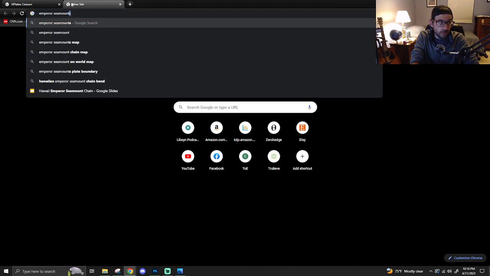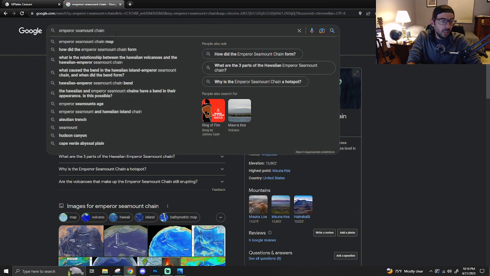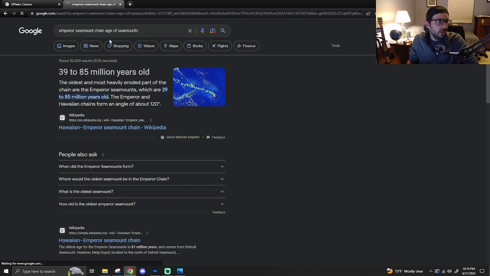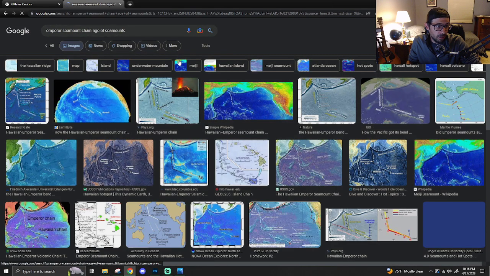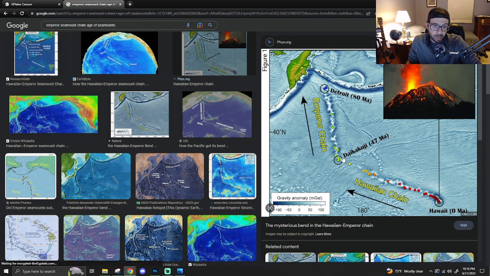Emperor seamount, like 70 million. Age of seamounts. Yeah, I know it started around 80, I thought 81, 82. Let's see if we can just see an image. I know, so the bend is at 47, so that's good.